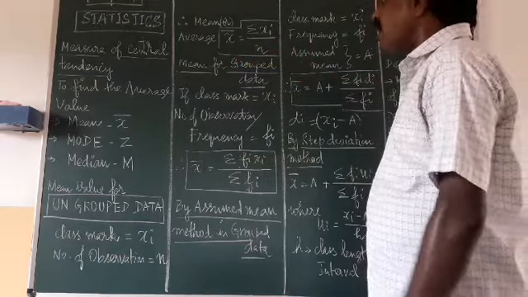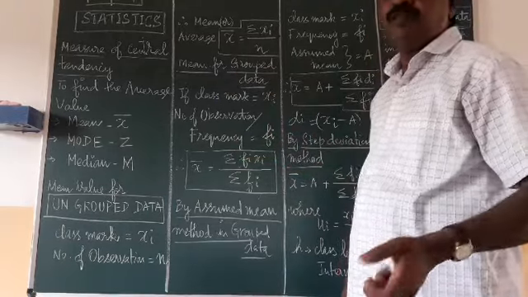Then mean for grouped data. How to find the average value for grouped data?